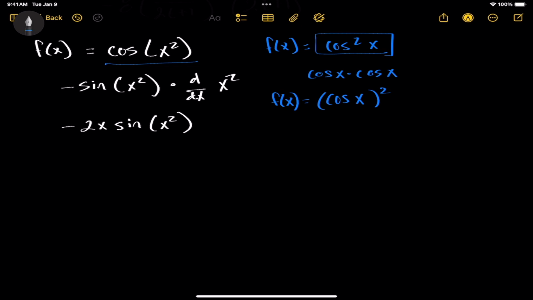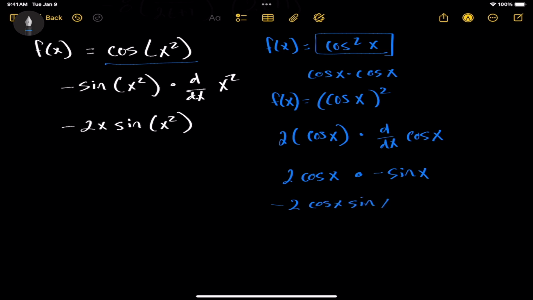So same function here. The outer function would just be 2, and then we keep the inner function, which is cosine x, and then subtract 1. So we are just left with 2 times cosine x, and then we have to take the derivative of cosine x, and that is just negative sine x. Let me rewrite the whole thing as 2 cosine x times negative sine x, which we can rewrite as negative 2 cosine x sine x as our final answer.